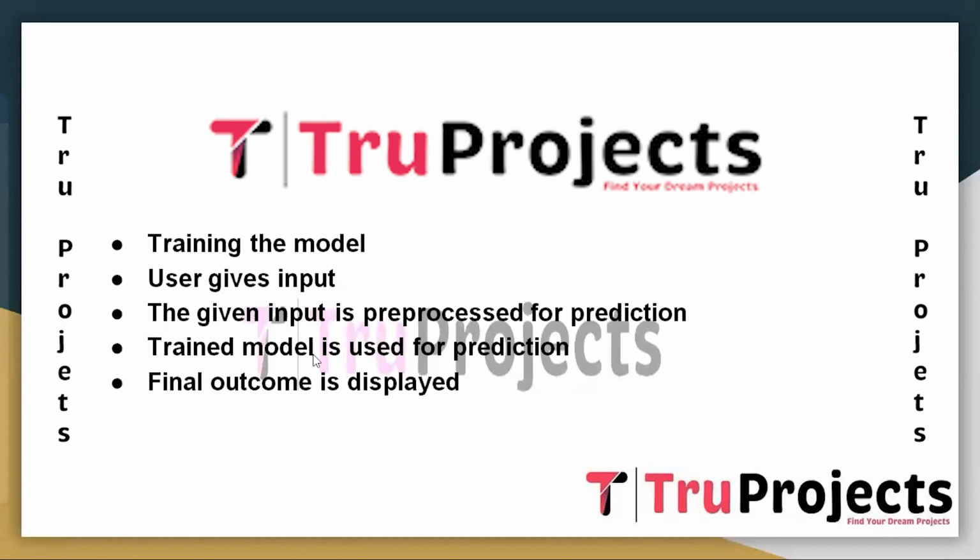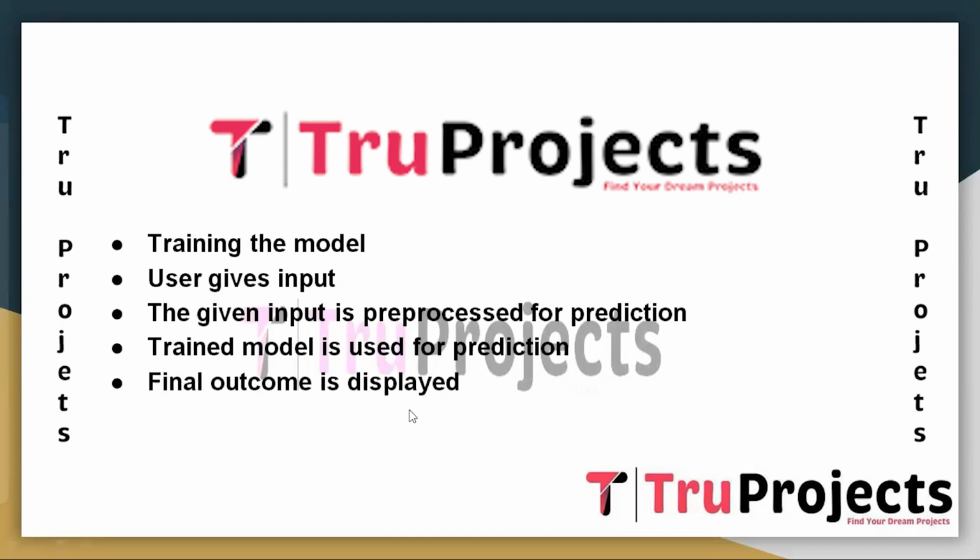And the next step is the trained model is used for prediction. The pre-processed user input is fed into the trained model. The model processes the input data and makes the prediction of the class label for digital logic design based on the academic performance data provided by the user.